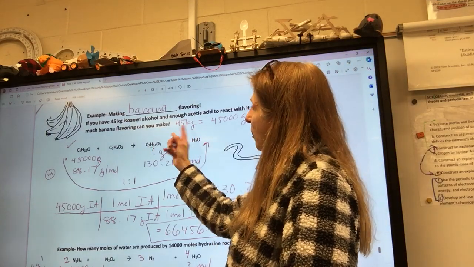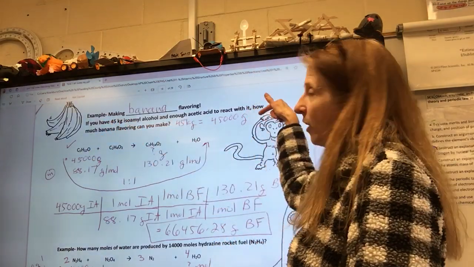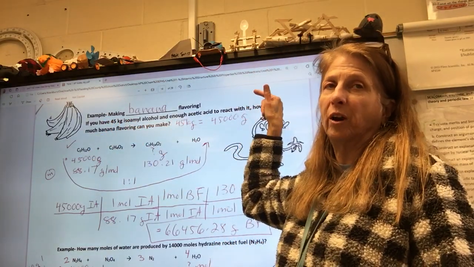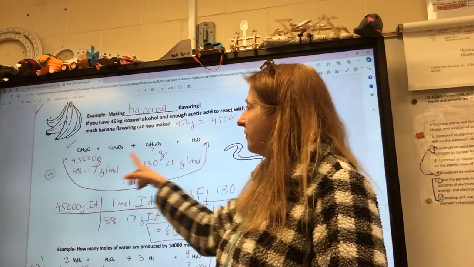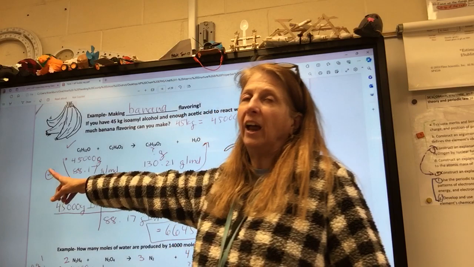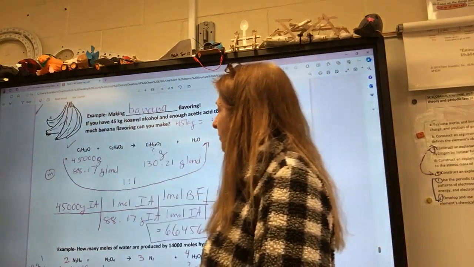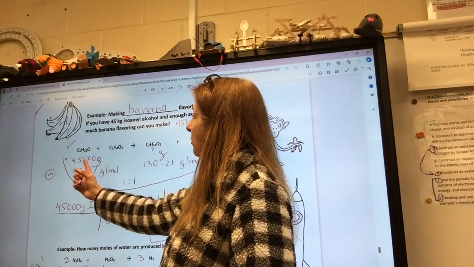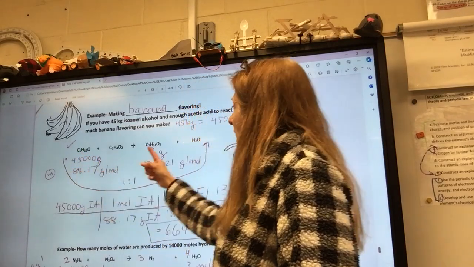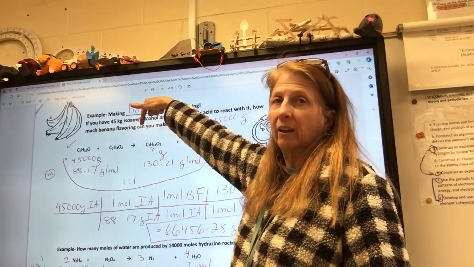Okay, so first of all, the consistent units. We don't want this in kilograms. We want it in grams. So first of all, we're going to change those kilograms to grams, 45,000. Now we check to see if our equation is balanced. It is, so I put a little check there. That lets me know that you checked to see if it was balanced. I write what I know, 45,000 grams under the isoamyl alcohol, and what I don't know, how many grams of banana flavoring can it make.